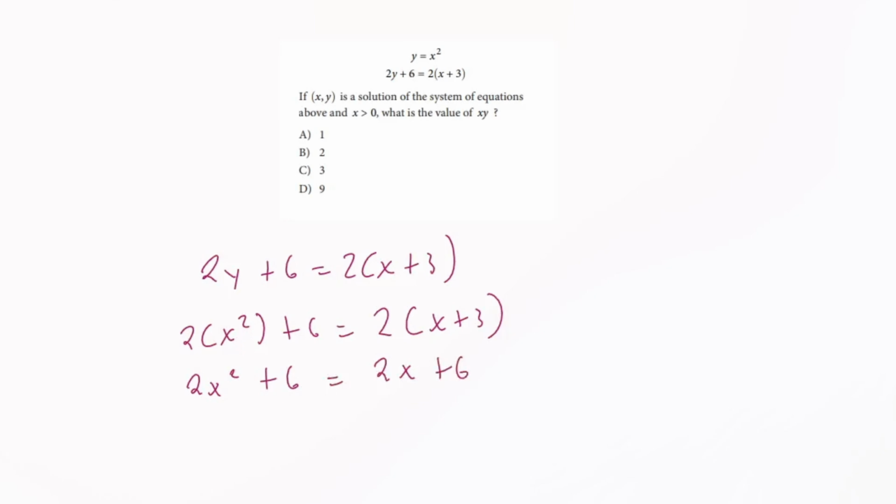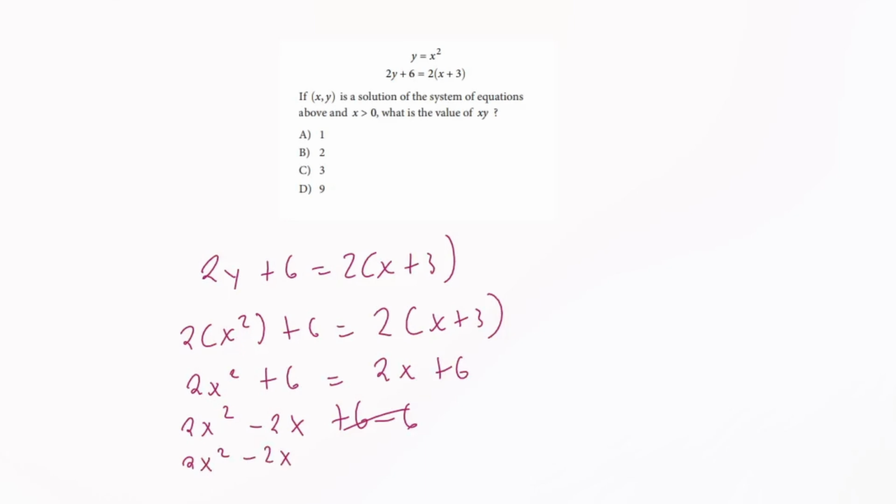Now we're going to try and set this to 0, right? I'm going to move everything to the left side, so it becomes 2x squared minus 2x plus 6 minus 6, because I just moved this, and this plus becomes a minus. So it cancels out. All I'm left with is just 2x squared minus 2x. Now how can I simplify this?